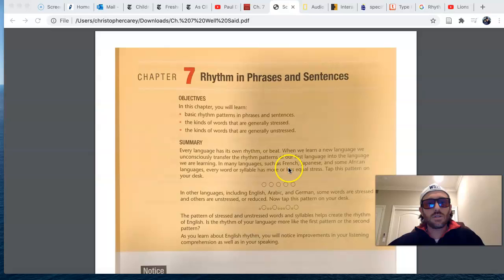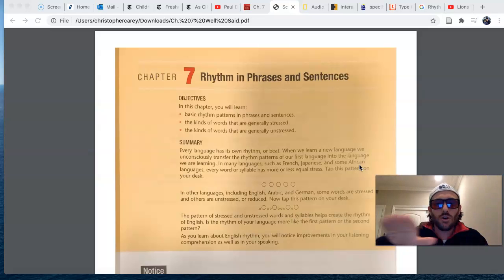And then in some languages, such as French, Japanese, and some African languages, every word or syllable has more or less equal stress. So you don't have words that are stressed and then words that are unstressed. You have more or less a monotone, equal stress pattern, like you can see here. But, but, but, but, but. Same level of stress throughout all the words in a sentence or phrase.